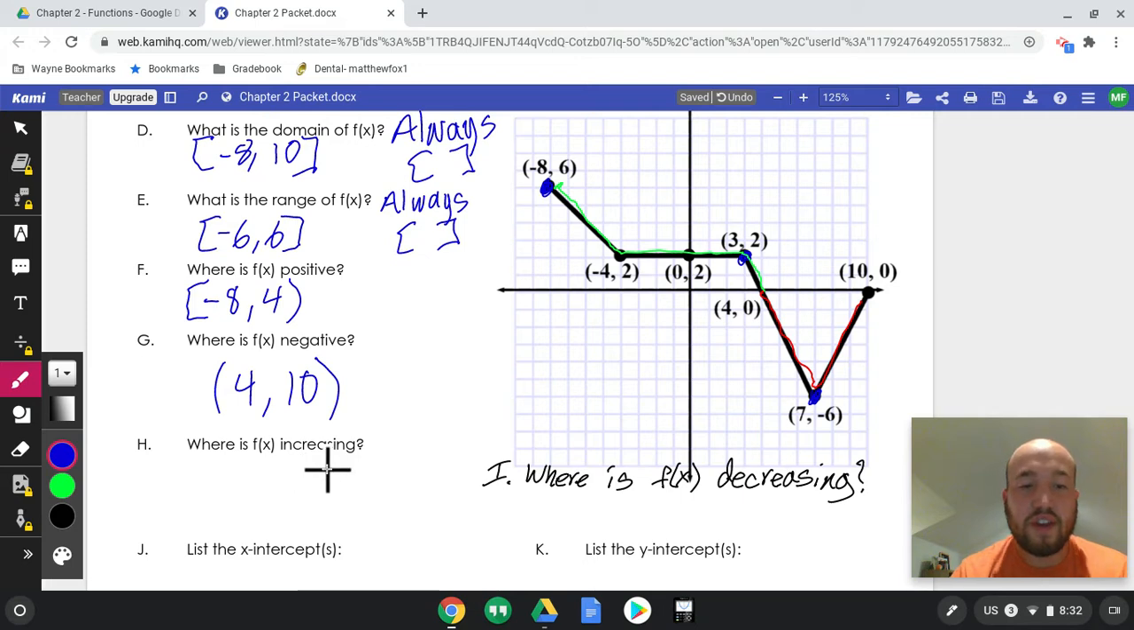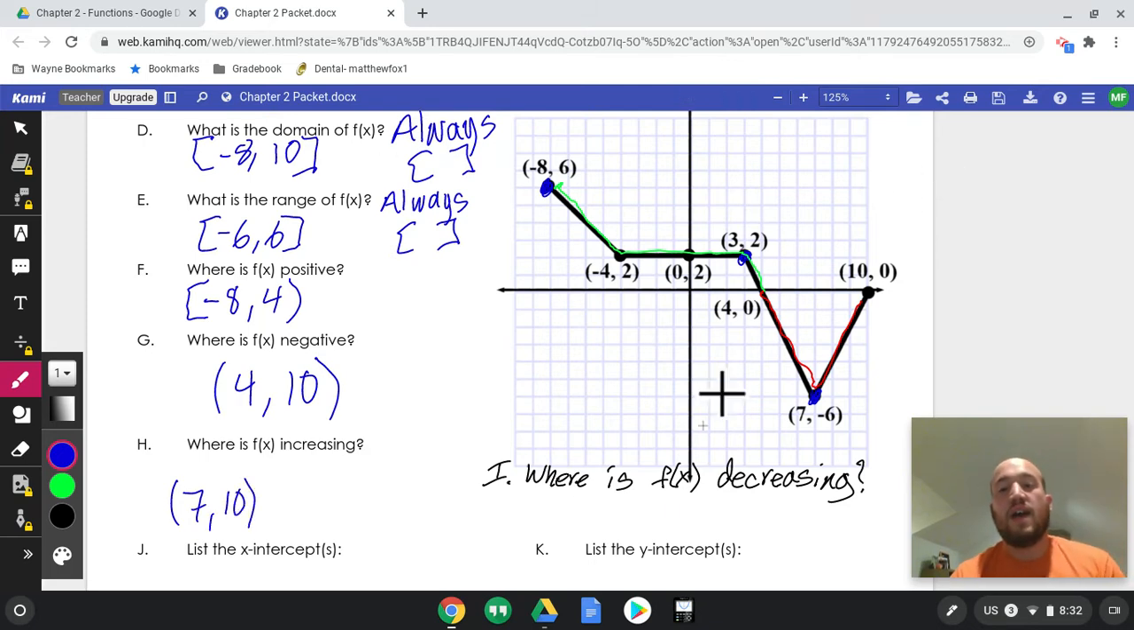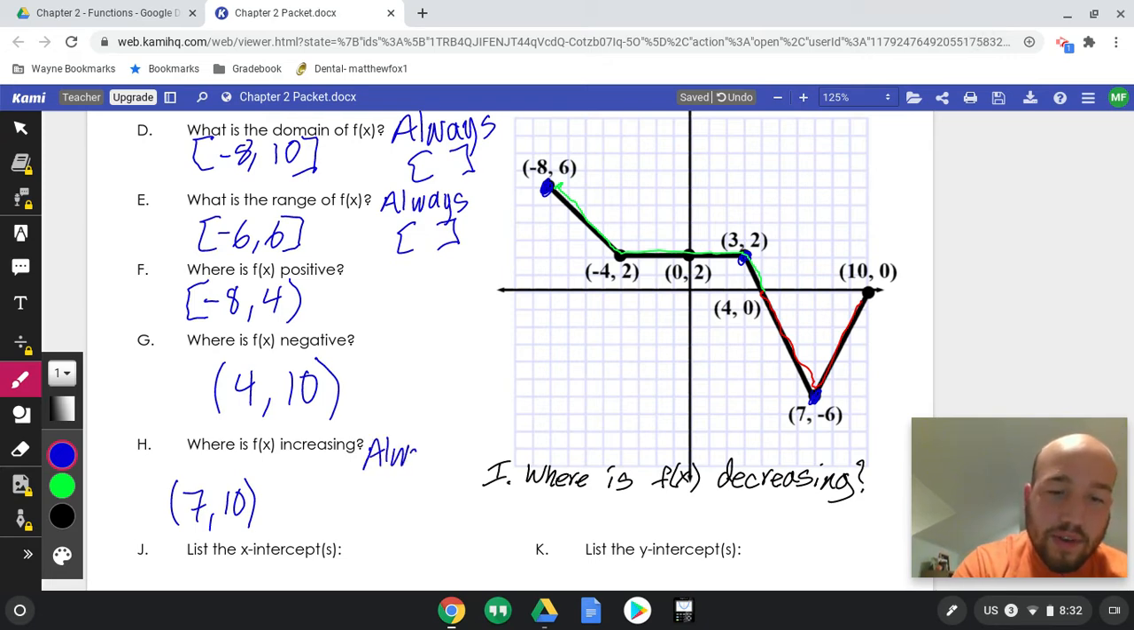Okay, our next one. Where is f of x increasing? So increasing means it is climbing. Increasing occurs when it's going from low to high. It has a positive slope. That only occurs from 7 to 10. Now, increasing is always going to be with parentheses, because if we think about it, at any specific point, if I stop right here, it's not increasing. If I stop at that point 7, it's not increasing. However, over this interval from 7 to 10, that is where it is increasing. So increasing and decreasing will always be parentheses.